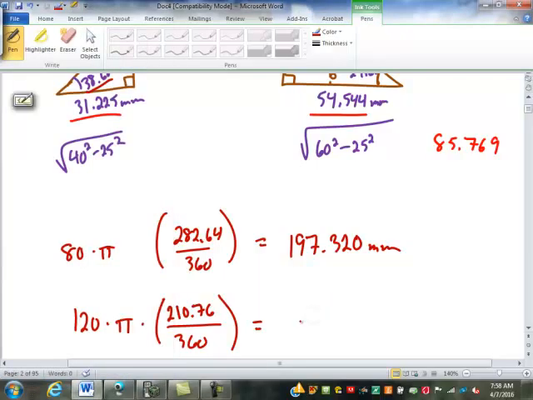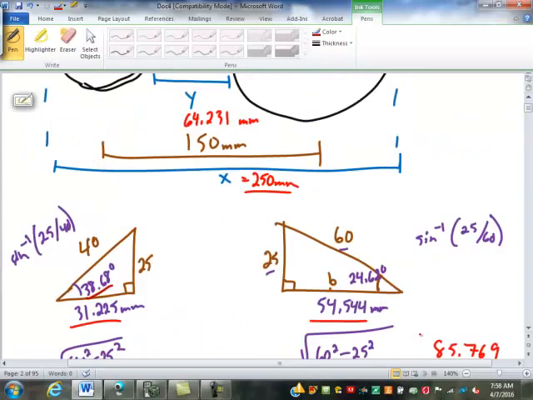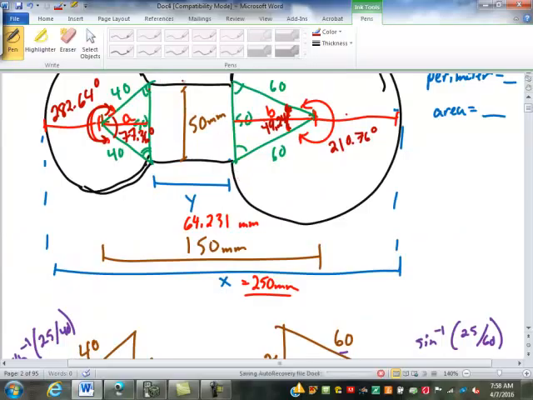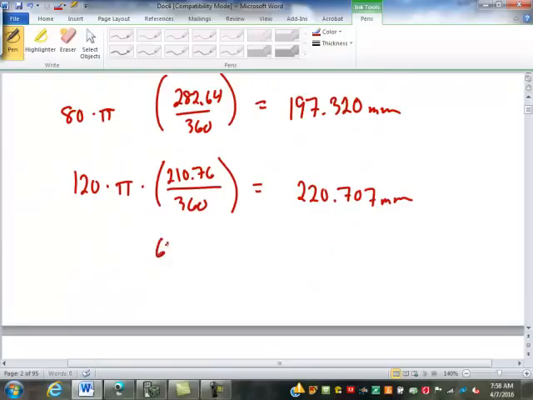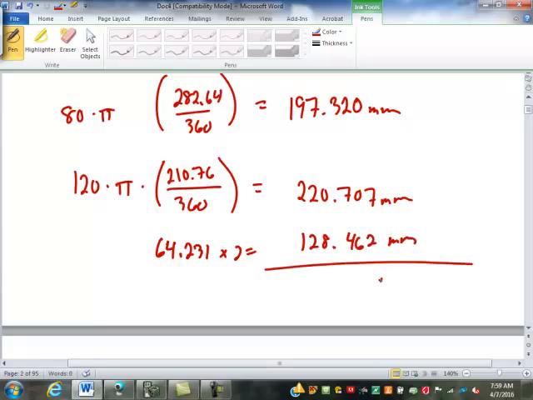220.707. Plus 64.231 and 64.231, right? 64.231 times 2 is 128.462. So we add this up: 197.320 plus 220.707 plus 128.462 gives 546.489 millimeters. Is that what you come up with?